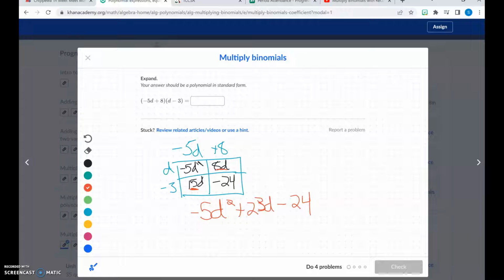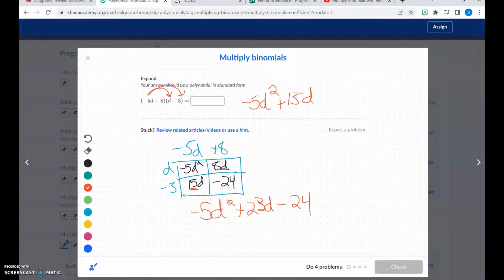Okay, so all you're doing is you're multiplying these guys together. Just remember d times d is d squared. Another way you can do this is you can just distribute twice. So negative 5 times d would be negative 5d squared. Negative 5 times negative 3 would be plus 15d.